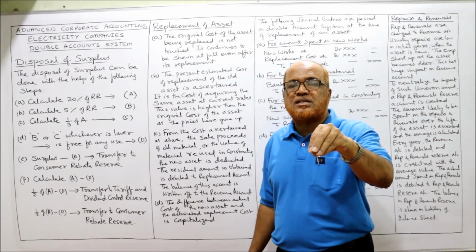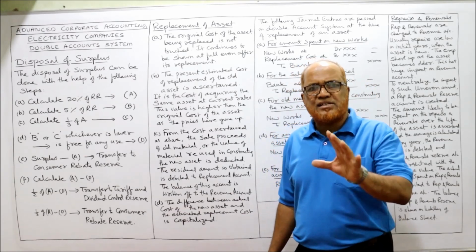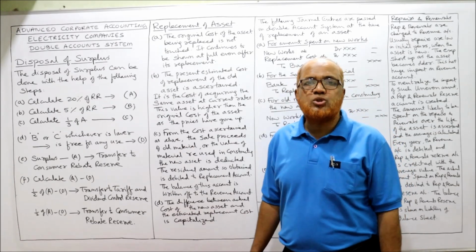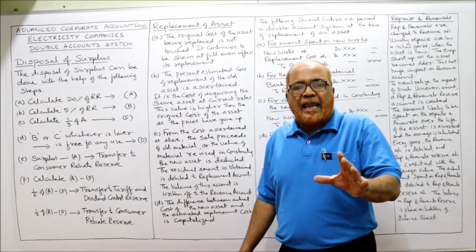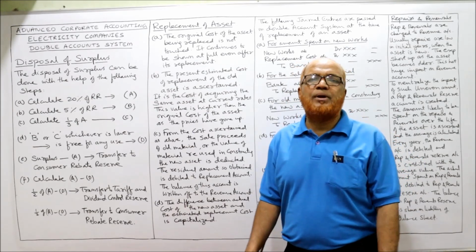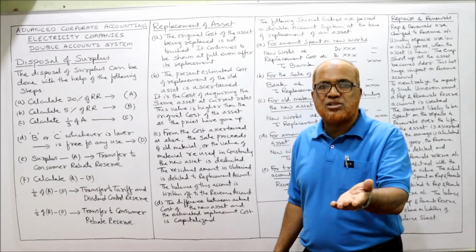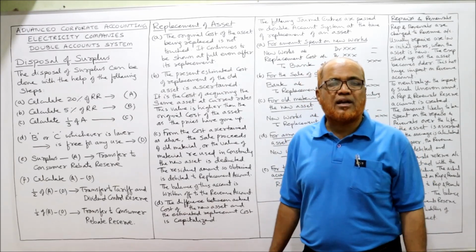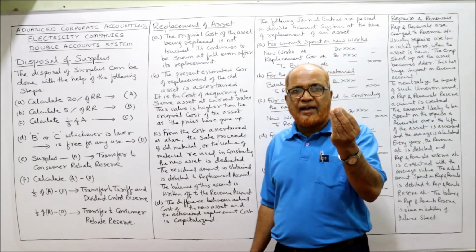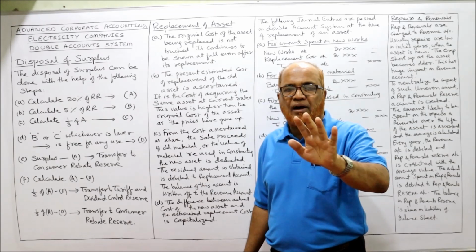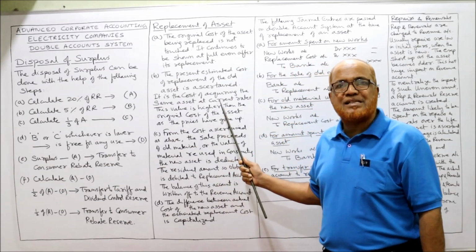Suppose we purchase a new asset of the same specification, how much would be the cost? That is called replacement cost. Naturally, the replacement cost will be higher than the original cost because of inflation. The prices of goods and commodities have gone up. Earlier we purchased it for 5 lakh. Now that asset will not be available for 5 lakh. You have to spend more. So that is called replacement cost.